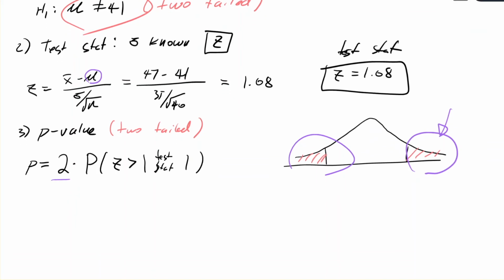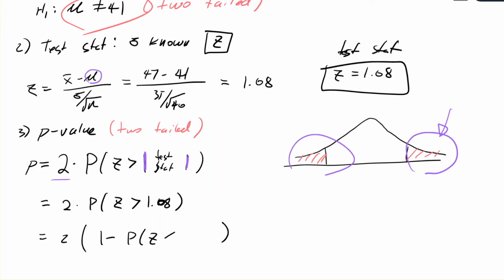And if z is negative, we need to take the absolute value. But here it's positive, so it doesn't change. So 2 times the probability of z greater than 1.08. The absolute value of a positive is itself. Well, then we cannot find greater than directly, so we have to do 1 minus the probability of z less than 1.08, like this.